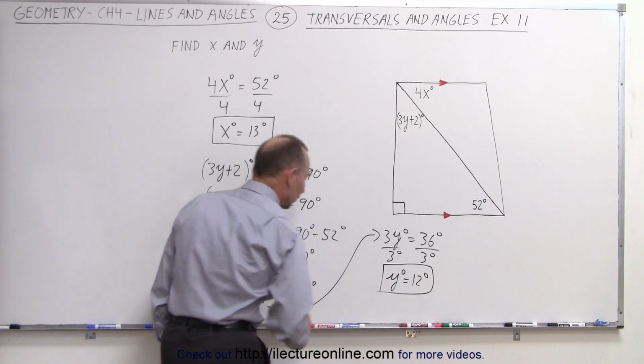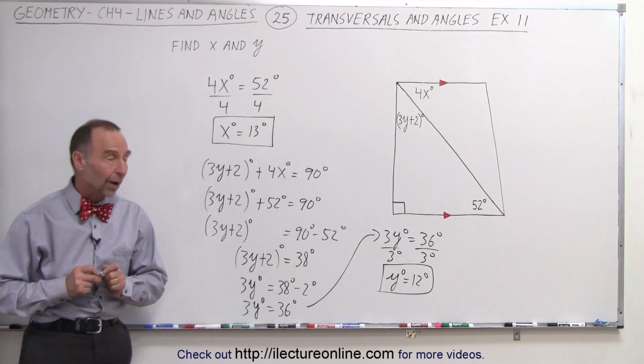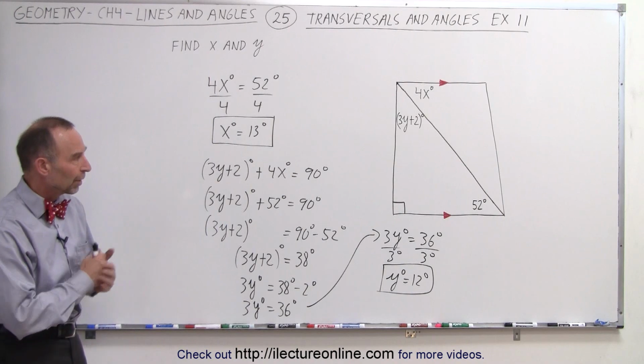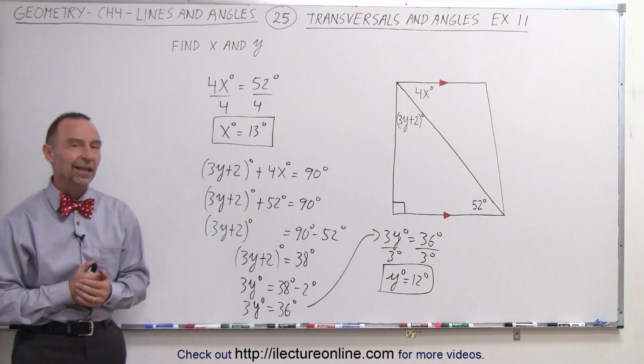So now we have a value for x, and we have a value for y, again using the same theorems and postulates that we did before for parallel lines and transversals. And that is how it's done.